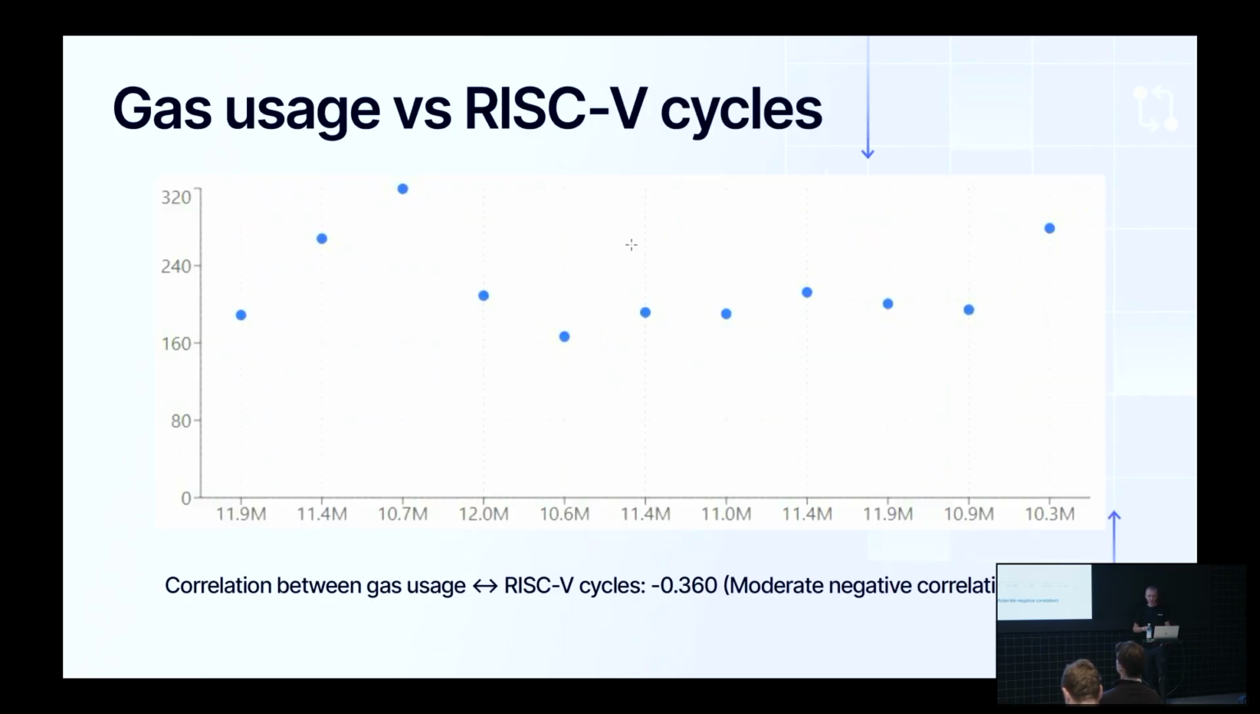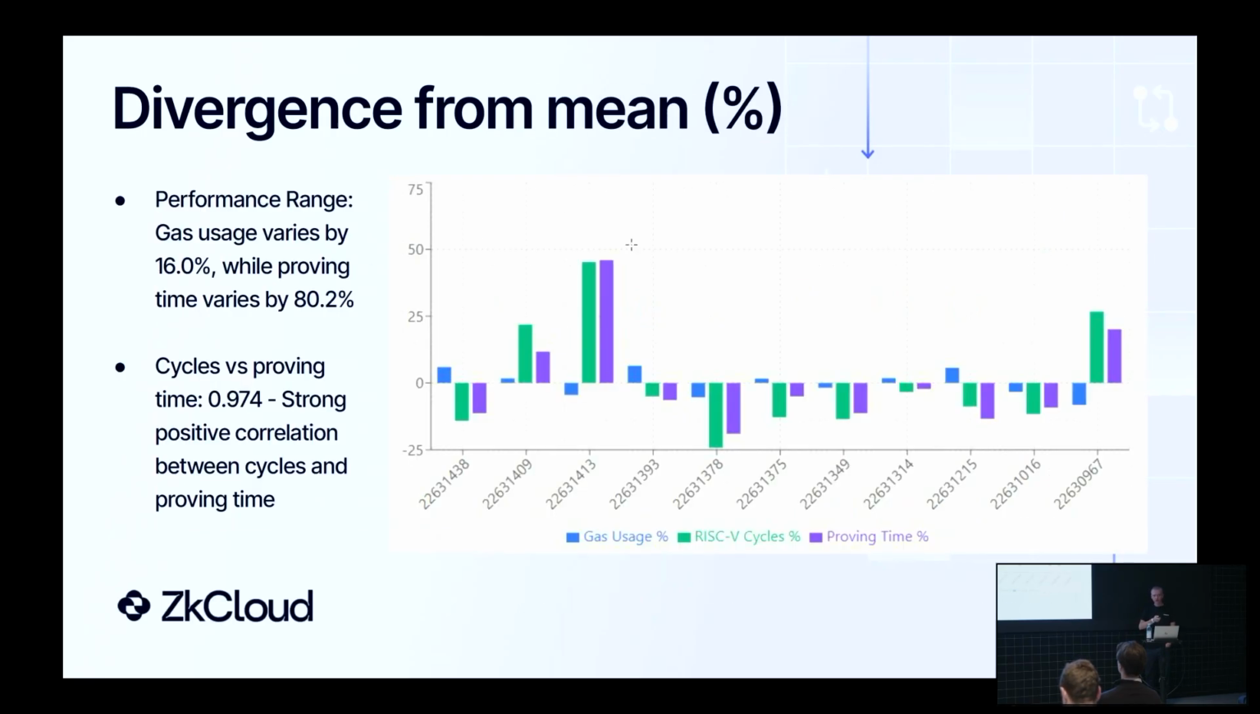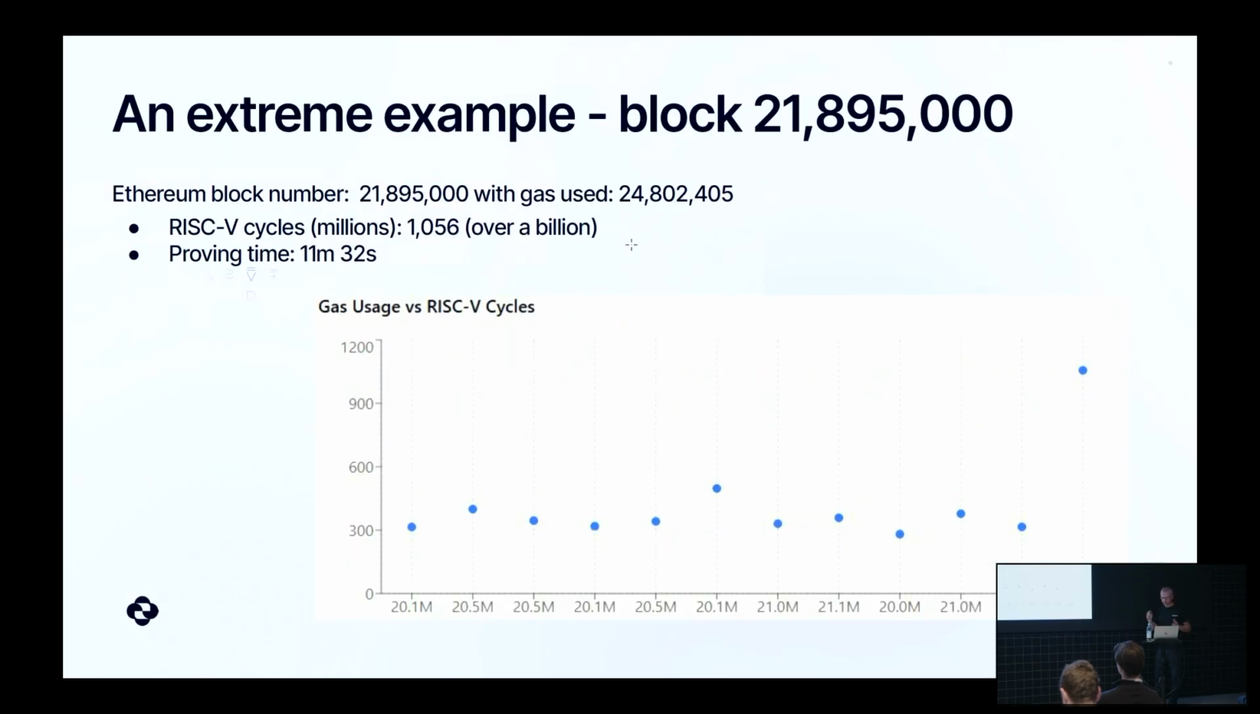The plotted chart shows that there is basically a moderate correlation between gas usage and RISC-V cycles, and I'm going to talk about the reason for this. If we look at divergence from the mean, we can see that the gas usage varies by 16% among the blocks analyzed here, while the proving time varies by 80%, which is quite a lot. On the other hand, between cycle count and proving time there is a very strong correlation. So the higher the number of cycles, the longer the proving time, in simple terms.